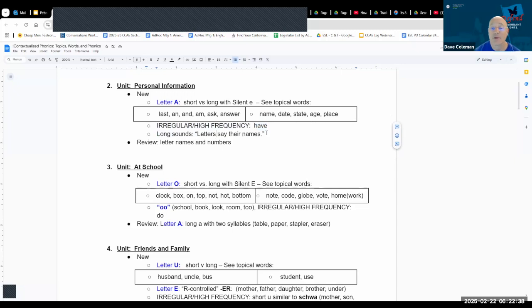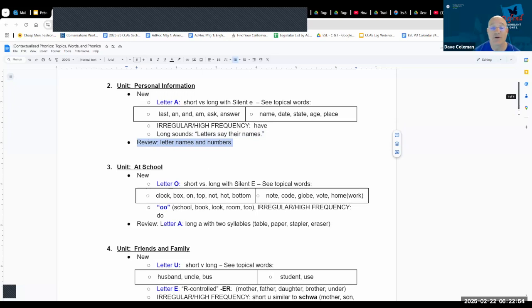Another really great cue is long sounds: letters say their names. When we have a long sound, it's the letter saying its name. And then the review is just that. Okay, so Irene practiced that and showed us that.